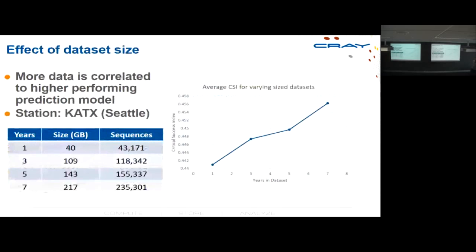Final thing about nowcasting is that a lot of people have probably told you that more data is better, especially when it comes to machine learning, especially deep learning. So we train models with 1, 3, 5, and 7 years of historical data. And our critical success index increased more or less linearly as we increased the amount of data. It's still in a fairly narrow band. It's a shallow curve if you look at the y-axis. But it's a very clear improvement as more data. So the more data available, the better.